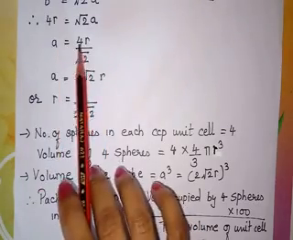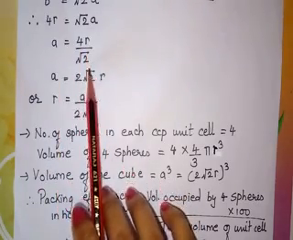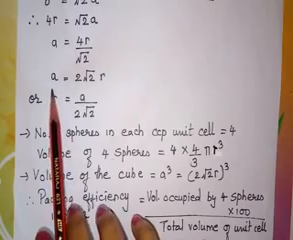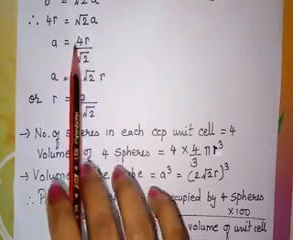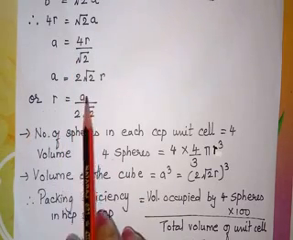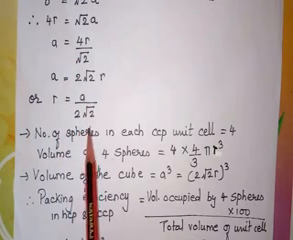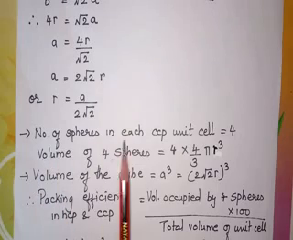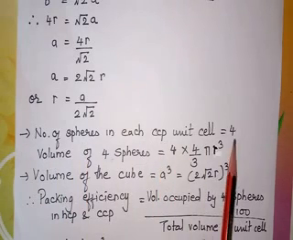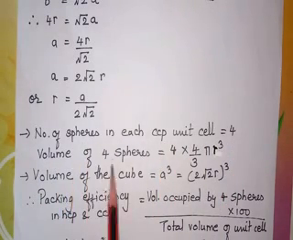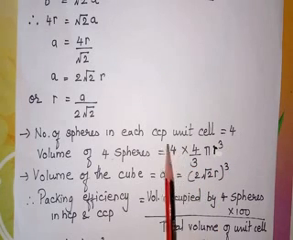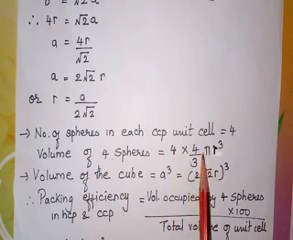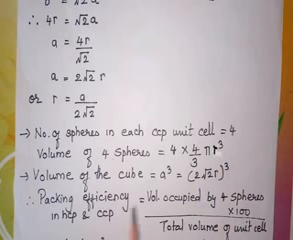So we get A is equal to 4R upon root 2. So you can write A is equal to 2 root 2R, that is when you divide. Or R is equal to A upon 2 root 2. Now in case of CCP unit cell, the number of spheres is 4. Now the volume of one sphere is 4 by 3 pi r cube. So the volume of 4 spheres is 4 into 4 by 3 pi r cube.